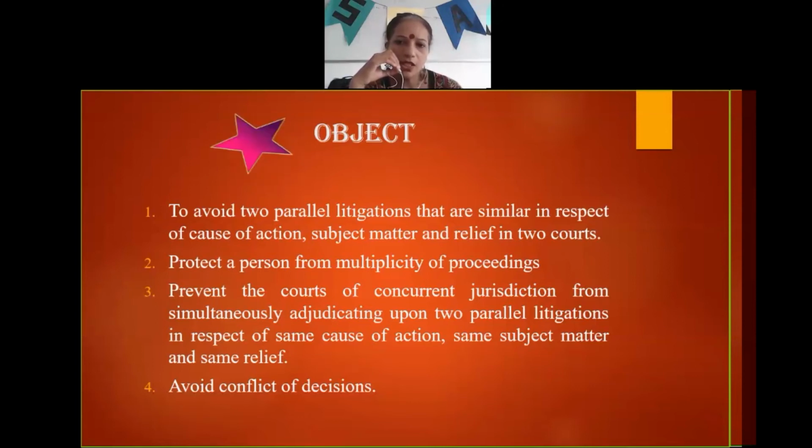Concurrent jurisdiction means what? The courts have equal jurisdiction. Suppose you want to file a civil suit in two different civil courts, maybe of the same ranking, or maybe one junior and the other senior. If we have already filed a suit in the junior civil court, we know that our suit value is, for example, 2 lakh rupees and the civil court has the power to entertain the same. We accordingly file a suit in the junior division civil court.